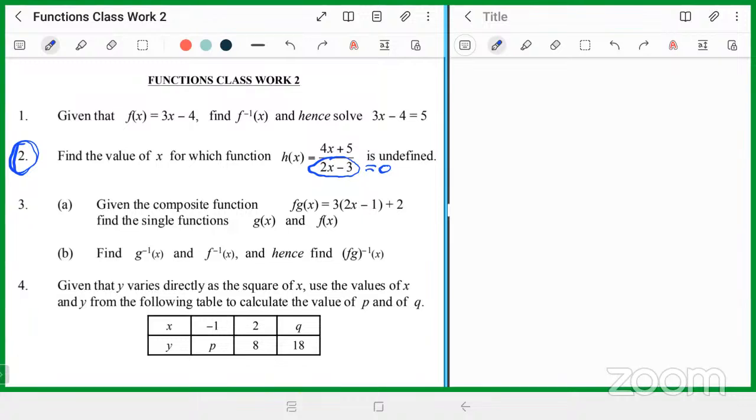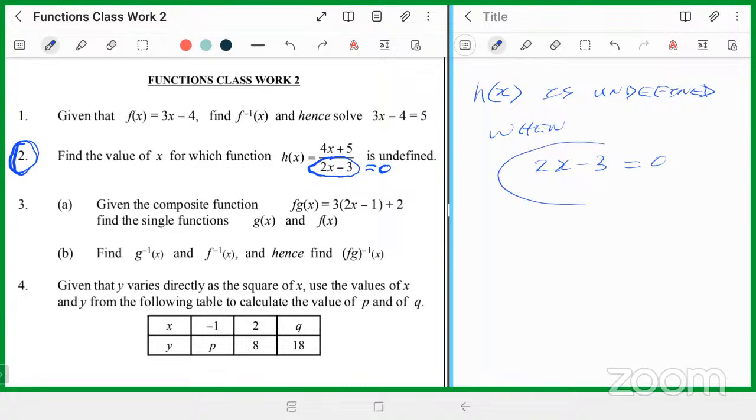It's this kind of value that will make the denominator 0. So we're going to say h of x is undefined when the expression in the denominator, 2x minus 3, becomes equal to 0. So when we solve this now, we're finding that value of x. And we solve that by making x the subject. Transpose the 3, make it positive, and then divide by the 2. So x equals 3 over 2 or 1.5. So this value of x cannot be in the domain.